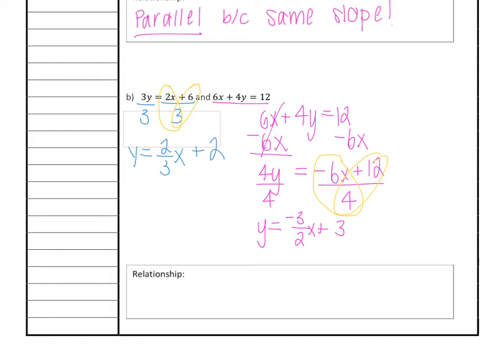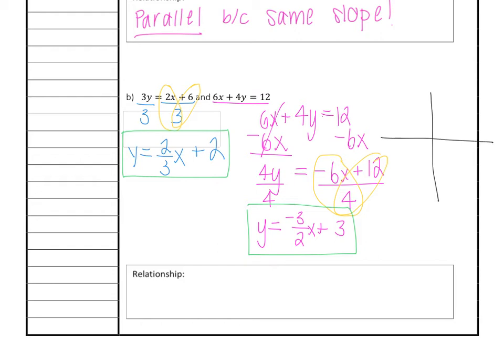So here's my two equations that we have. y equals 2/3 x plus 2. y equals negative 3/2 x plus 3. So I'm looking at these, I'm saying, okay, they don't have the same slopes, they're not going to be parallel. I don't really know what's going to go on, so why don't I plug those into my calculator? You can always use that to help you remember.